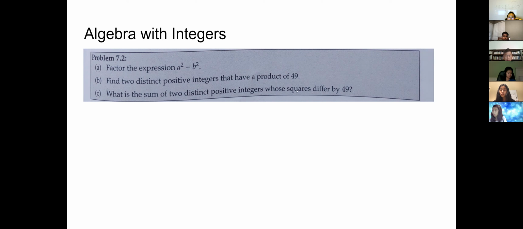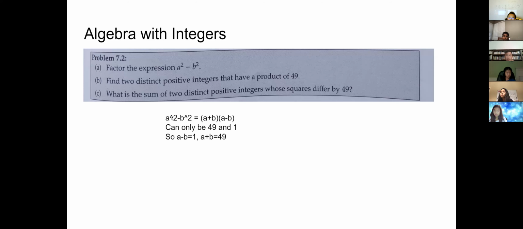Okay. And what is the sum of the two whose squares differ by 49? Let's just follow the B. For C, is it 5 and 8? Or no, wait, it's 13. Differs by 49. Yep. Okay.